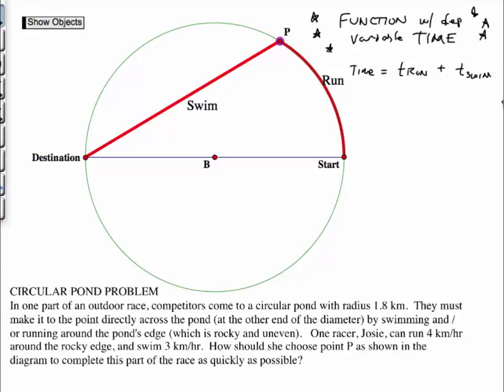Okay, so it says that she can run on the edge of this pond 4 kilometers per hour. So how much time is it going to take her to run at 4 kilometers per hour?